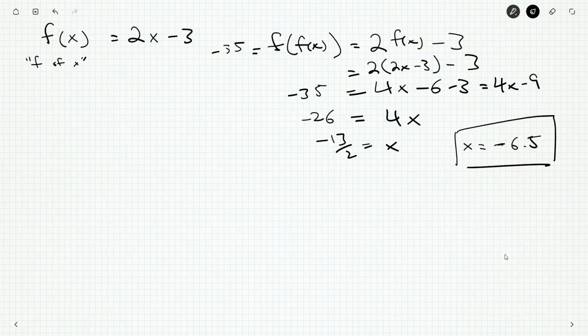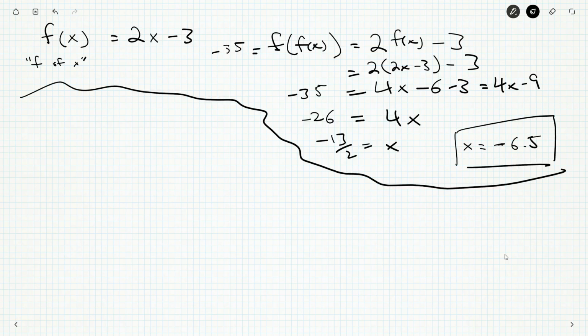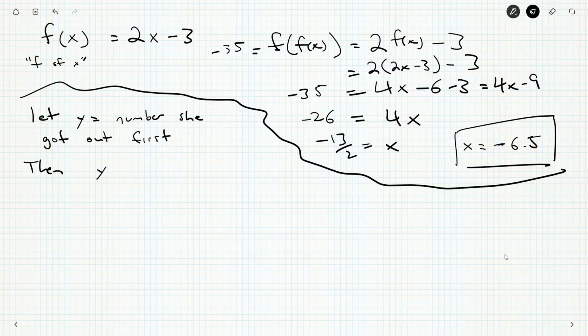Now, suppose you're not. Let's do this question a whole different way, and we're still going to get negative 6.5. So she applies this thing twice. She starts with x, gets some number, puts that back into her machine. So maybe let y equal the number she got out first, her first output from her machine. Then y is equal to 2x minus 3. And we know when she puts y into the machine, she gets negative 35.